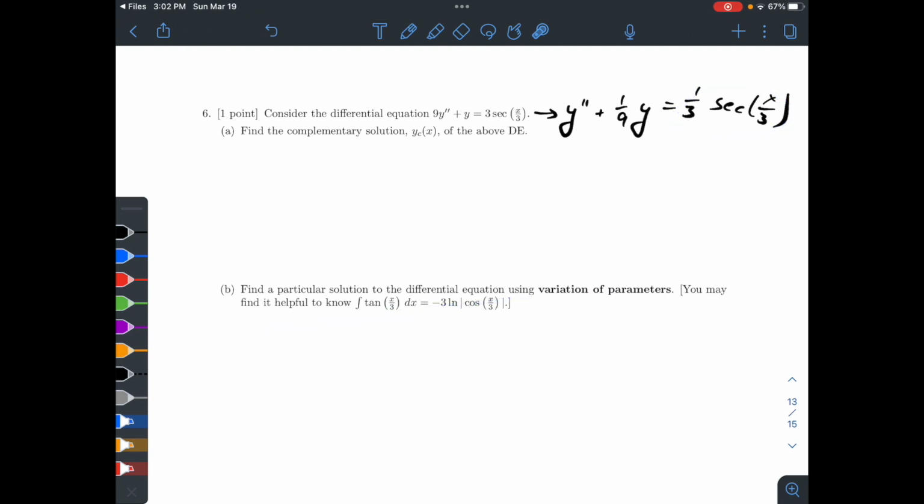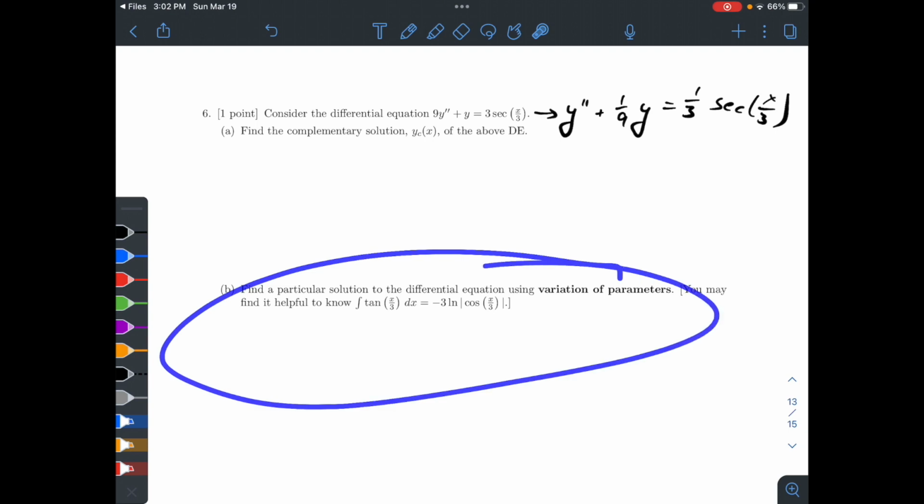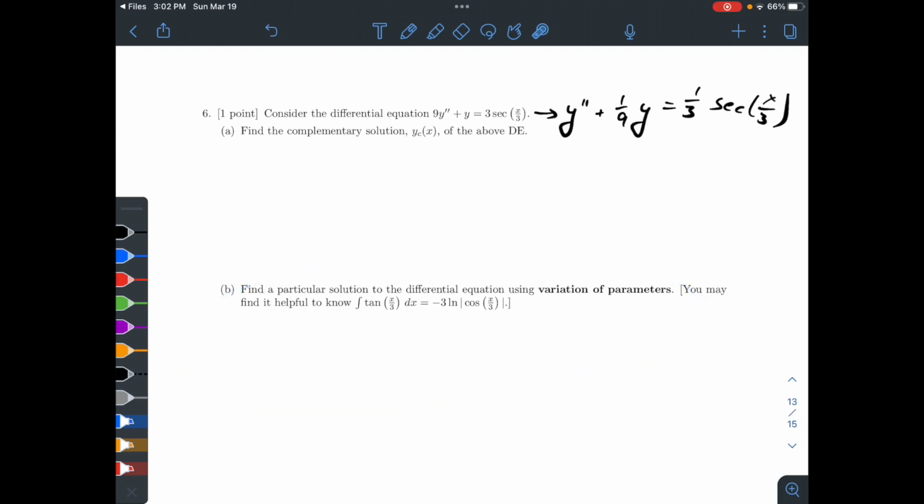So that when we go down here and put our answer column, instead of 0 and 3 secant of x over 3, it should be 0 and 1/3 secant of x over 3 for our answer column. So just make sure that you normalize that one so that your whole variation of parameters thing is not completely thrown off by that factor of 9.